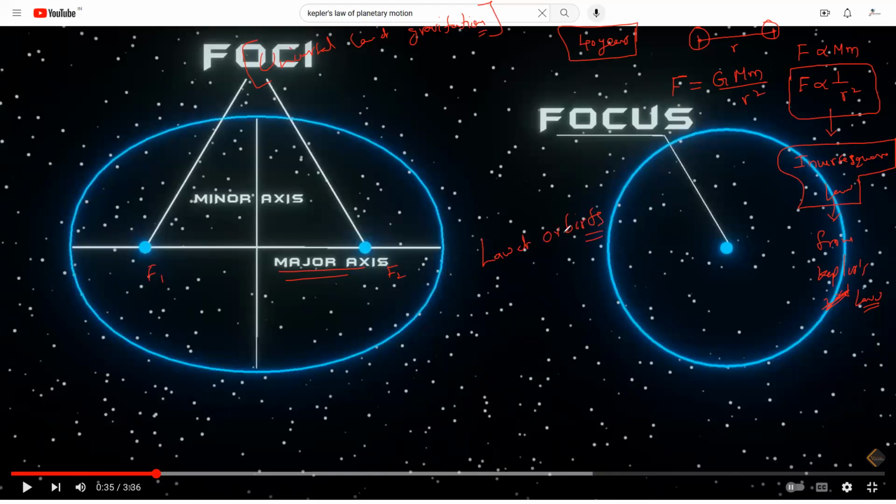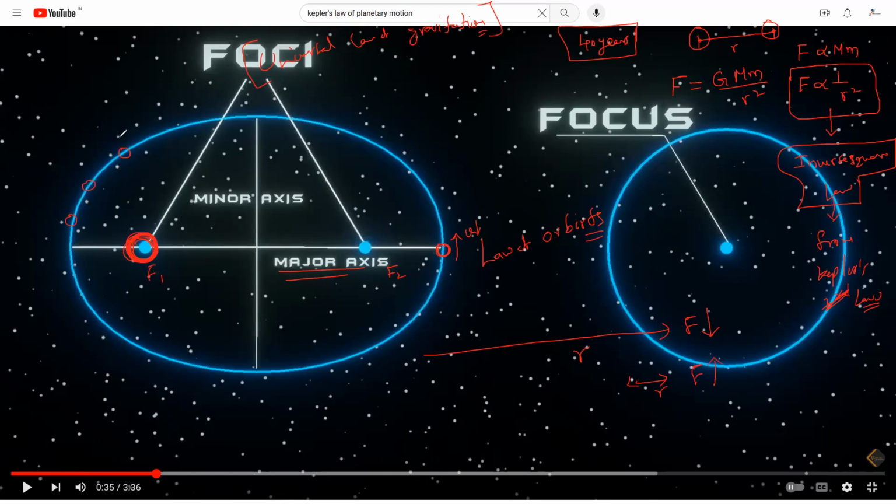Now remember, suppose I imagine the sun is at F1. Whenever the planet is far away from the sun, the speed of the planet is less. Whenever the planet comes closer to the sun, the speed increases, because the force of attraction increases. Because when distance increases, force of attraction decreases. So when distance decreases, force of attraction increases.